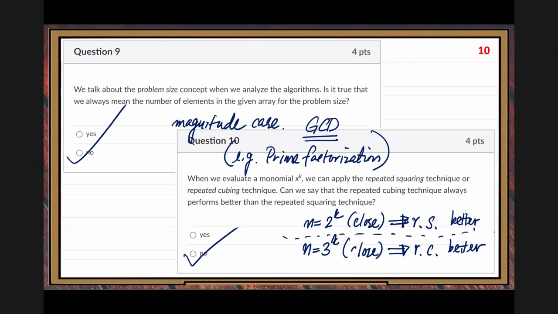Above that line, repeat squaring better. Below that line, repeat cubing better. There is a line, but hard to find it. Okay? Hard to find it. You need to do experiments to get that line. Right?